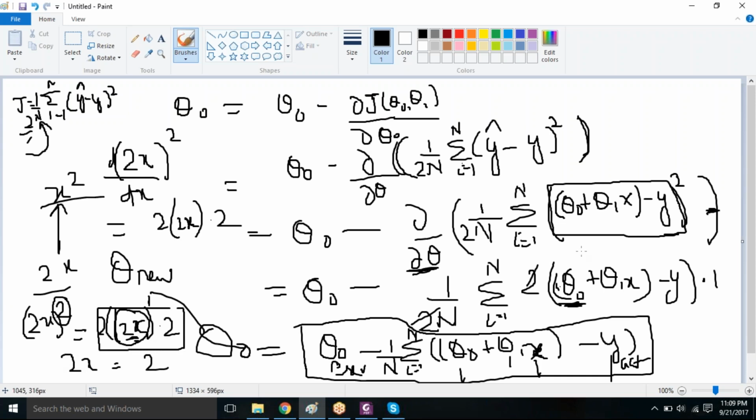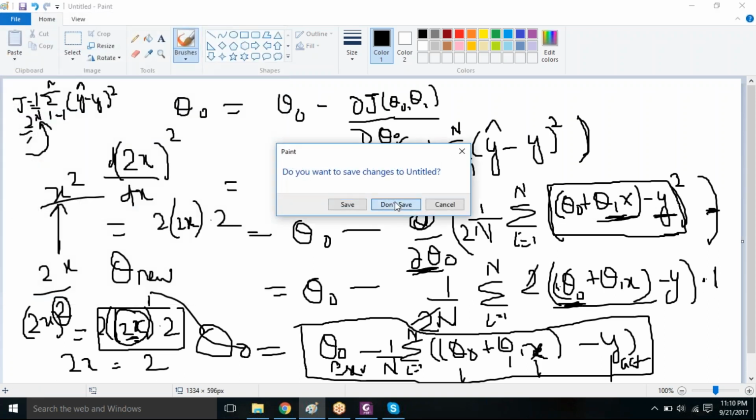Similarly here also, when we say partial differentiation, we will consider all the terms; this partial differentiation we are taking with respect to theta naught, right? So we will consider all this theta 1, x, y, all as 0. In partial differentiation, when you have an equation, all the terms except the variable you are taking it with respect to become 0. So these terms will become 0, so only this will remain and then dot 1 will be there.